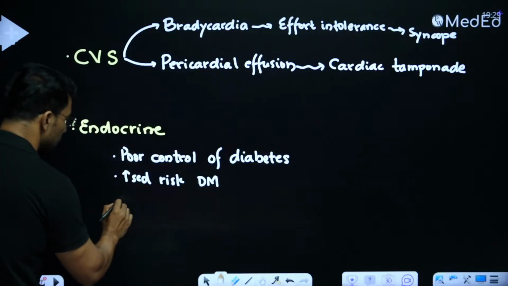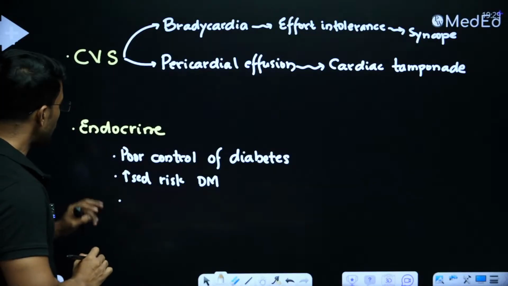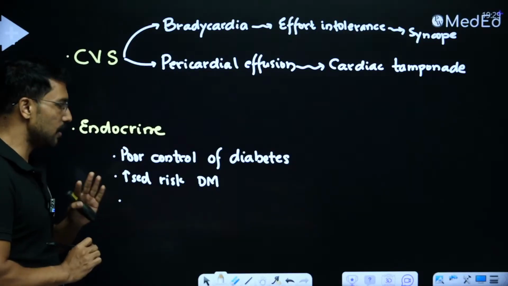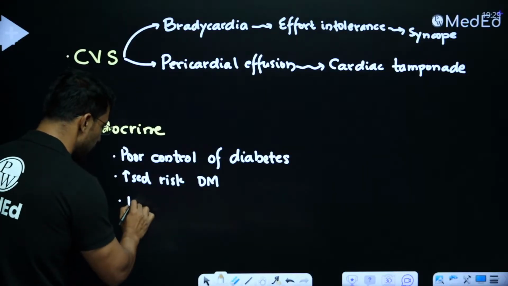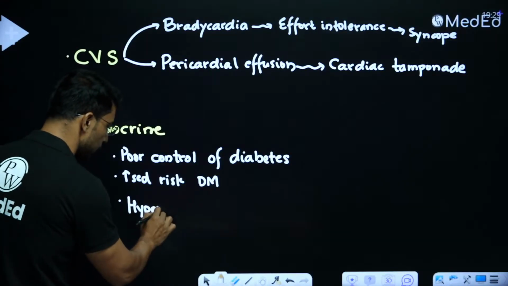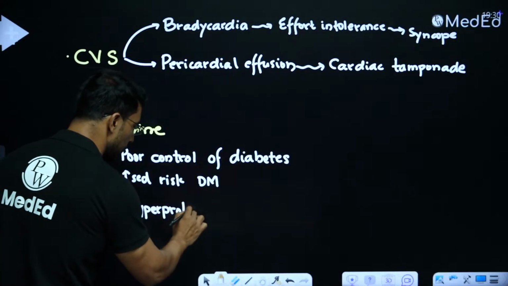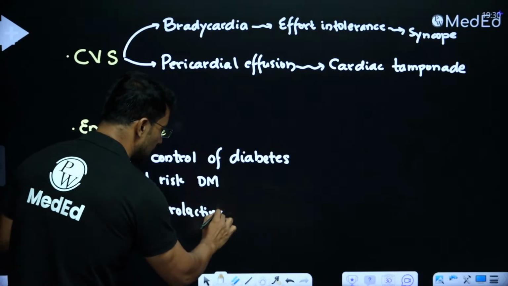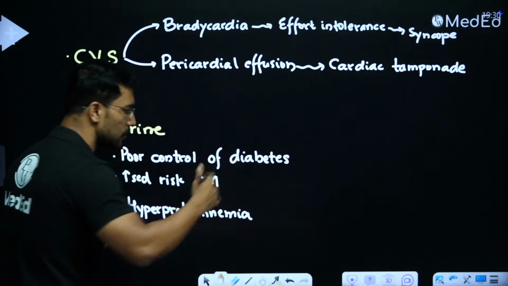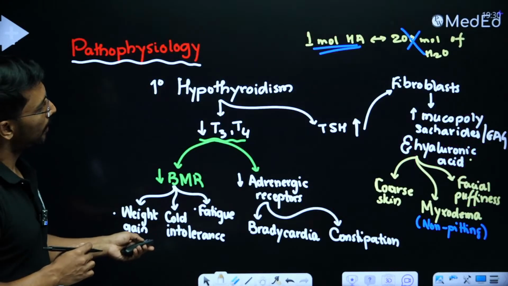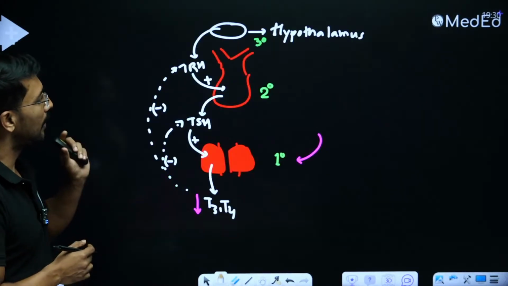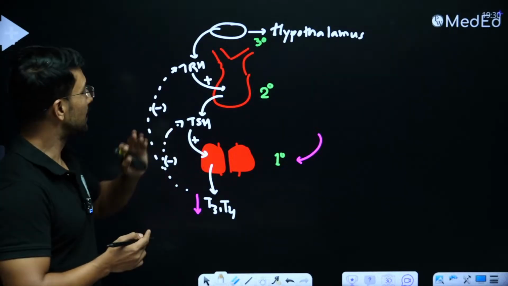Okay. Then third, very interesting, primary hypothyroidism can lead to hyperprolactinemia. A repeatedly asked MCQ point. Why can this happen? Why should hypothyroidism cause hyperprolactinemia? The answer lies in TRH.